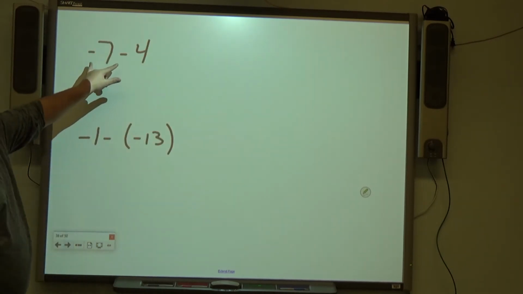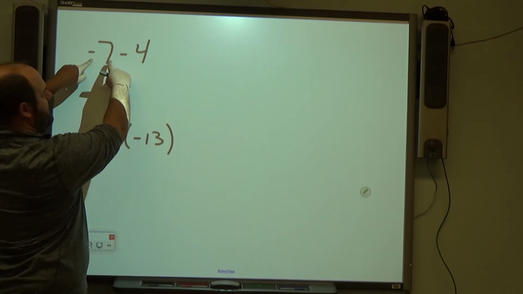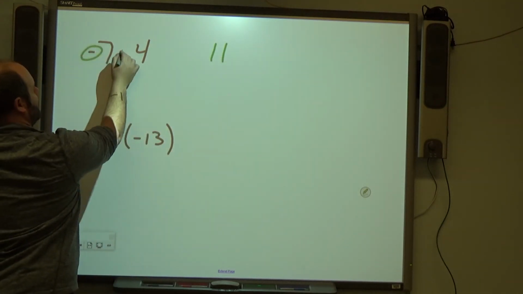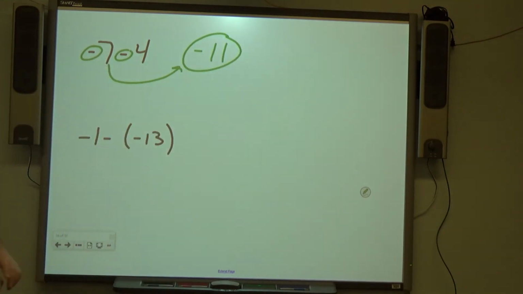Okay, here we have same signs. What we do on same signs, we add them. 7 plus 4 is 11. And both signs are negative, and so I need to bring that negative sign over for my answer as well.